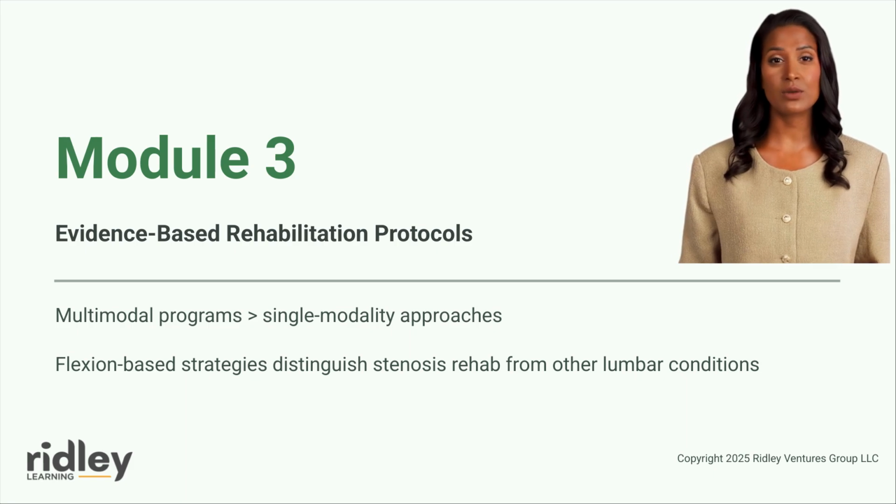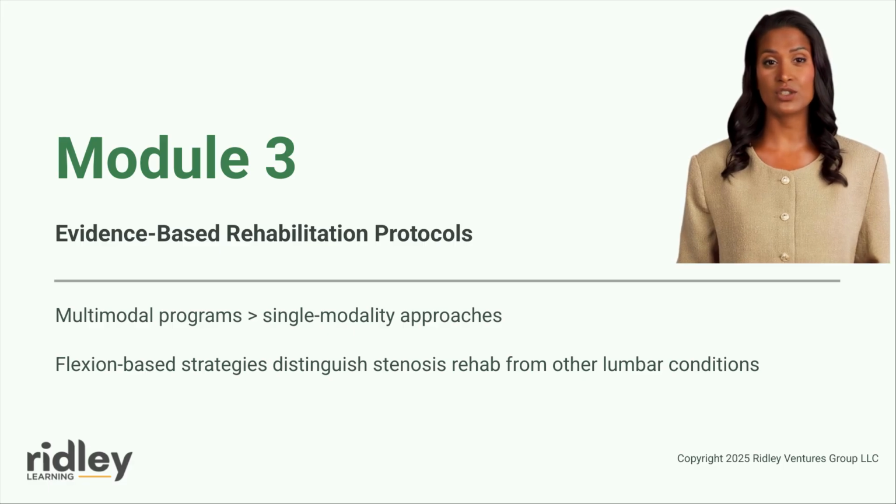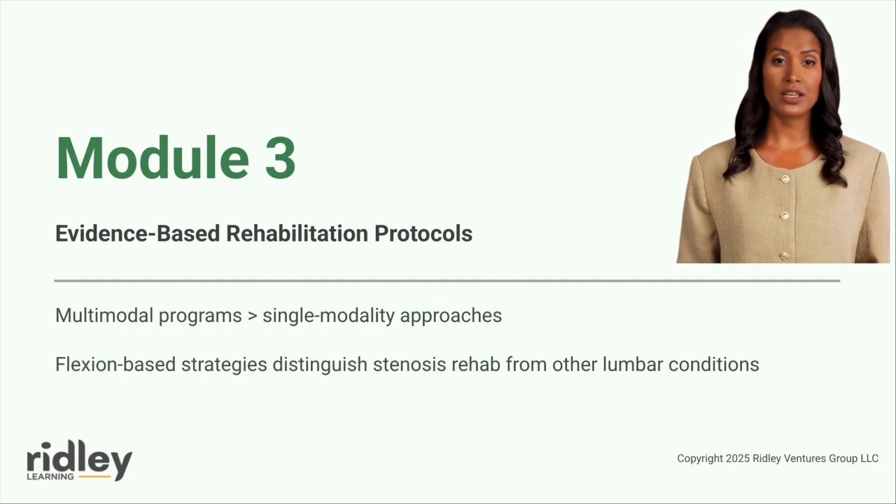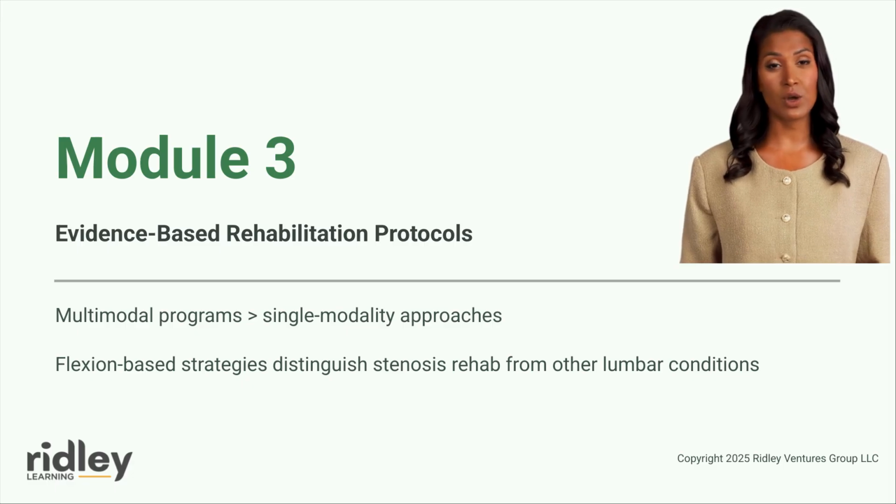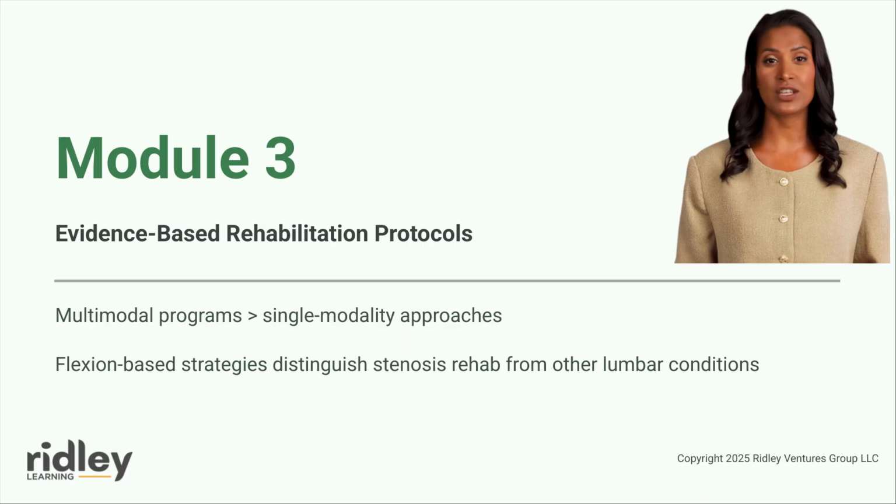The evolution of rehabilitation approaches for lumbar spinal stenosis reflects advancing understanding of the condition's pathophysiology and biomechanics. Early interventions often borrowed generically from low back pain protocols, but contemporary practice recognizes that stenosis requires specifically targeted approaches that address the unique features of neurogenic claudication.